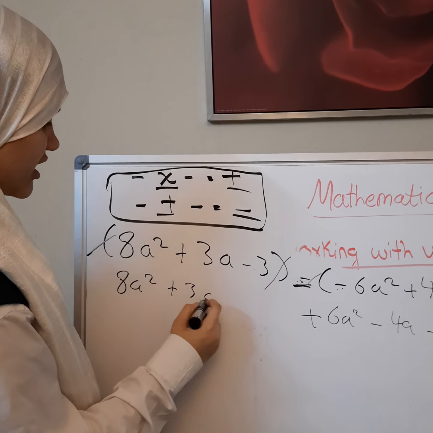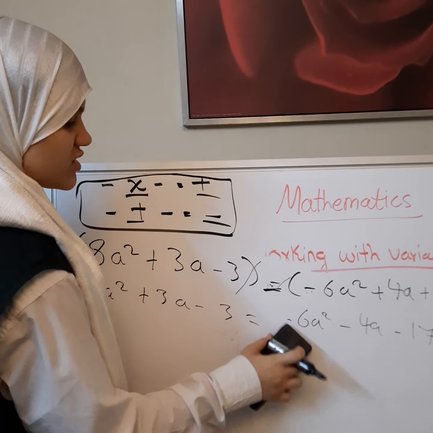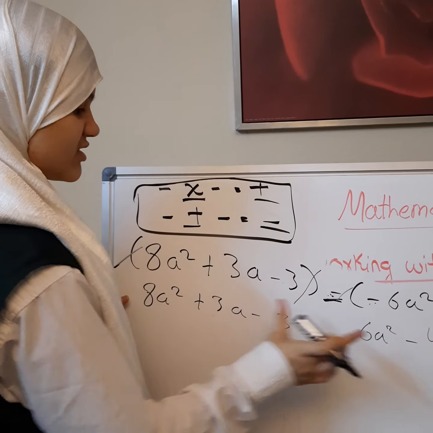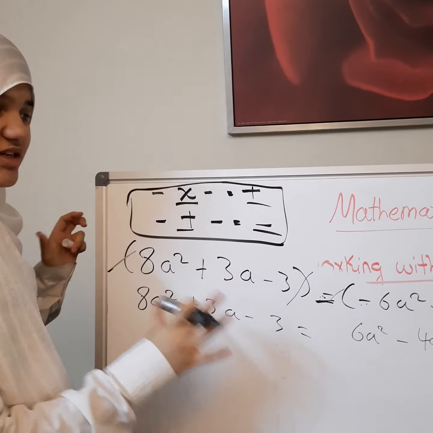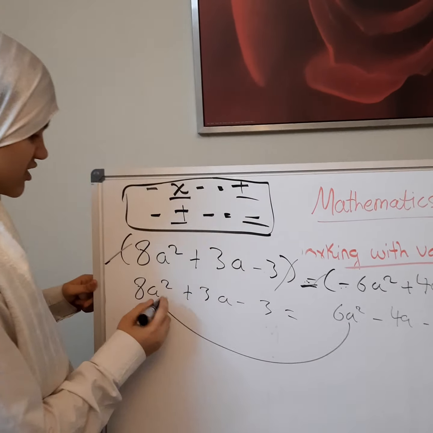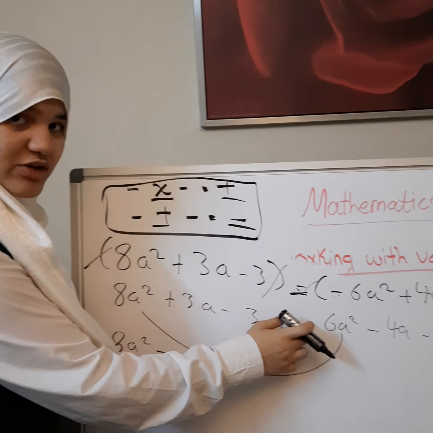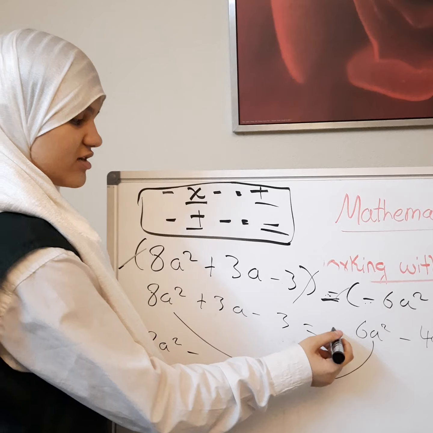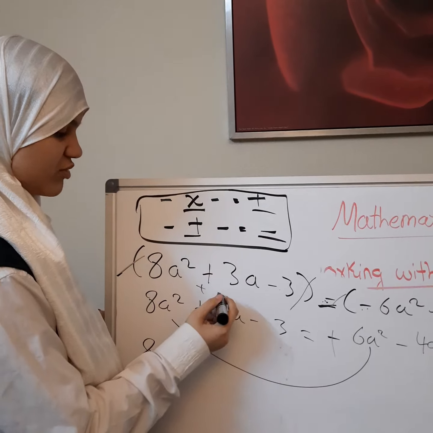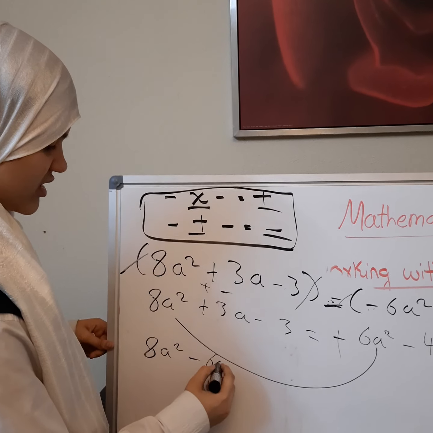8a squared plus 3a minus 3 is equal to, without sign of course, because the number that is without a sign, it will be positive. After that, we're shifting the like terms together, or collecting the like terms together. That means 8a squared and 6a squared, we will shift 6a squared to 8a squared. It will be 8a squared minus, when we shift it, it will be the opposite sign. If it is here negative, when we shift it to the other side, it will be positive. But if it is positive and we shift it, it will be negative. Okay? Now, 6a squared here, it will be negative 6a squared.